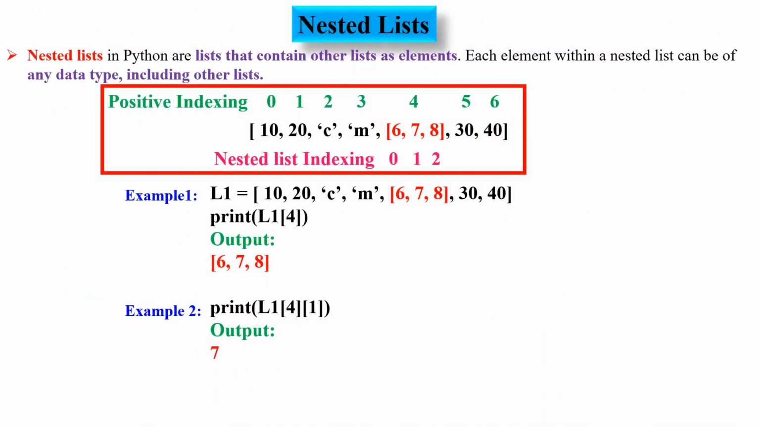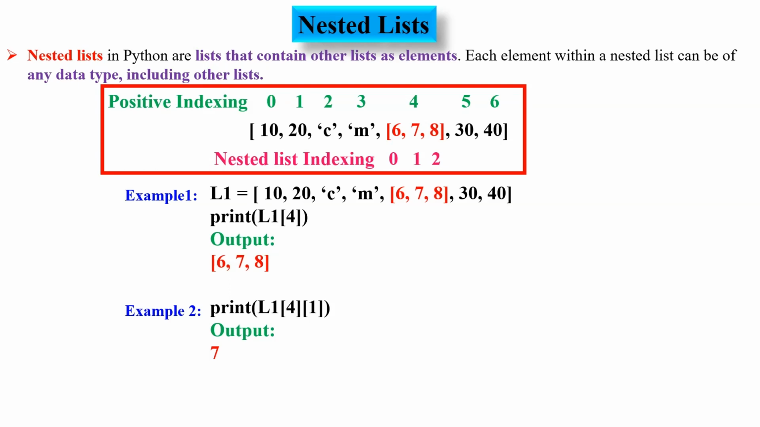Let's learn about nested lists. Nested lists in Python are lists that contain other lists as elements. Each element within a nested list can be of any data type, including other lists. Let's see some examples. Example 1.